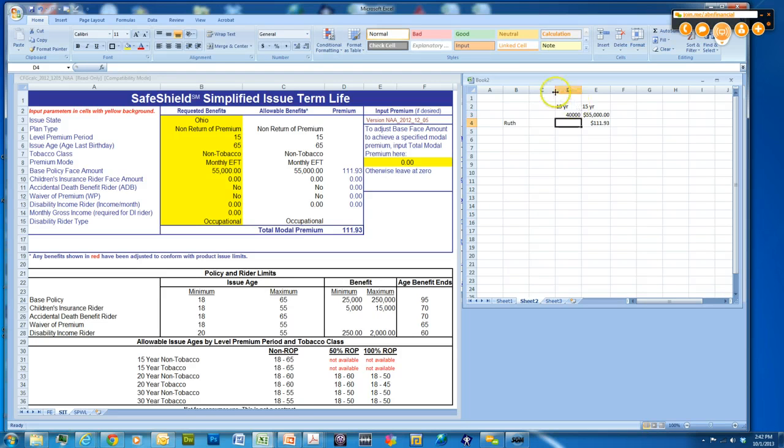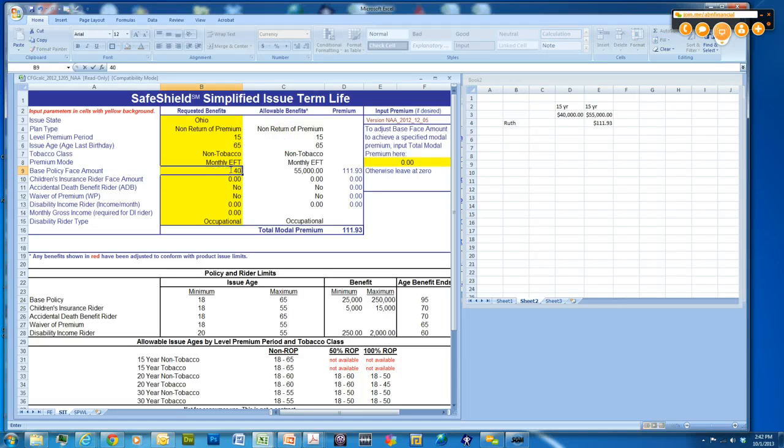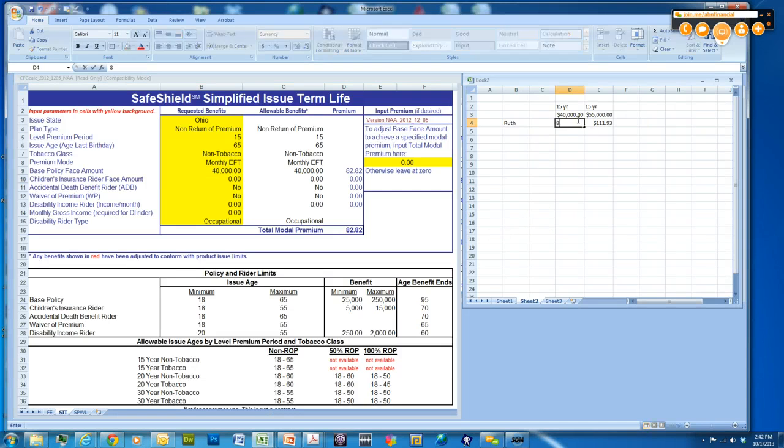Find out how much 40,000 is. So I'm going to drop it down to 40. Why 40? I don't know. It was just a number between 50 and 25,000. So again, it brings it down pretty significantly. It's like $30, $40 less. Okay, so that's a significant drop. And then I'm going to do the minimum, which is 25,000.